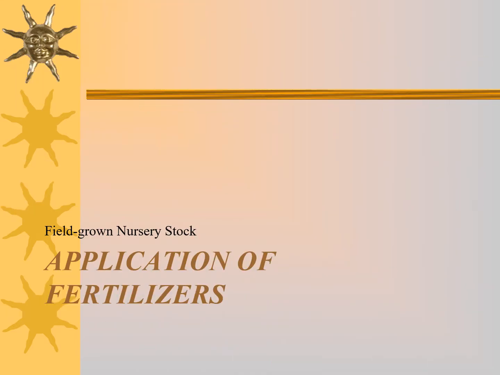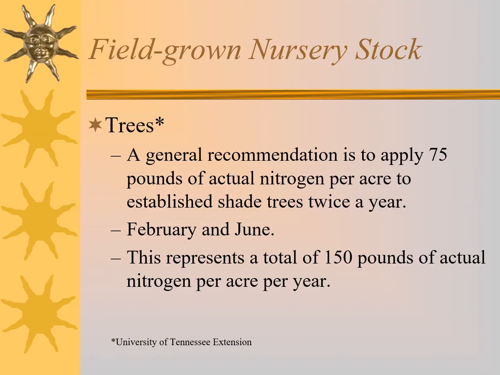Let's talk a little bit about how fertilizers are applied, and we'll begin by looking at the application of fertilizers to field-grown nursery stock. And we'll start with trees. A general recommendation for trees is to apply 75 pounds of actual nitrogen per acre to establish shade trees twice a year. Two good times to do that in the south would be February, just as the trees are beginning to start their new growth in the spring, and then again in June.